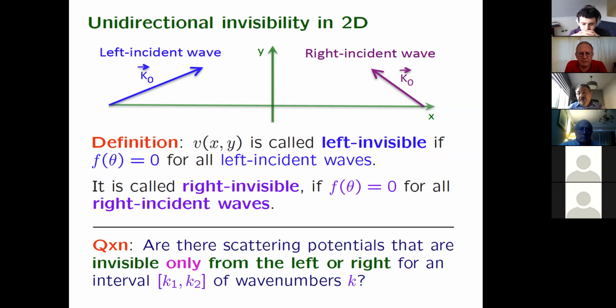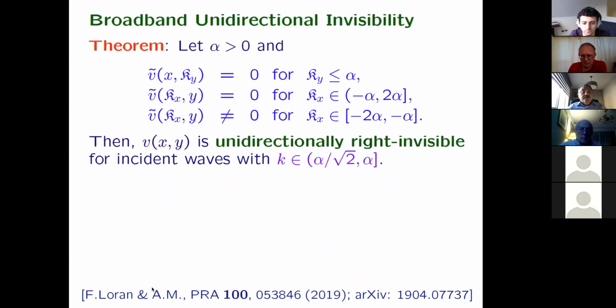So the question is, can you find a potential which is left invisible only or right invisible only? That it scatters from one side, but it doesn't scatter from the other side. And I want this to happen not at one or discrete values of the frequency or wave number, but in an extended interval of frequencies or wave numbers. So this is the outcome. Using this exactness of the first Born approximation, we could get this set of further conditions. The first one just makes the Born approximation exact, and the other 2 essentially make it right invisible within this interval. Again, alpha is a free parameter, so you can make this interval as big as you wish.